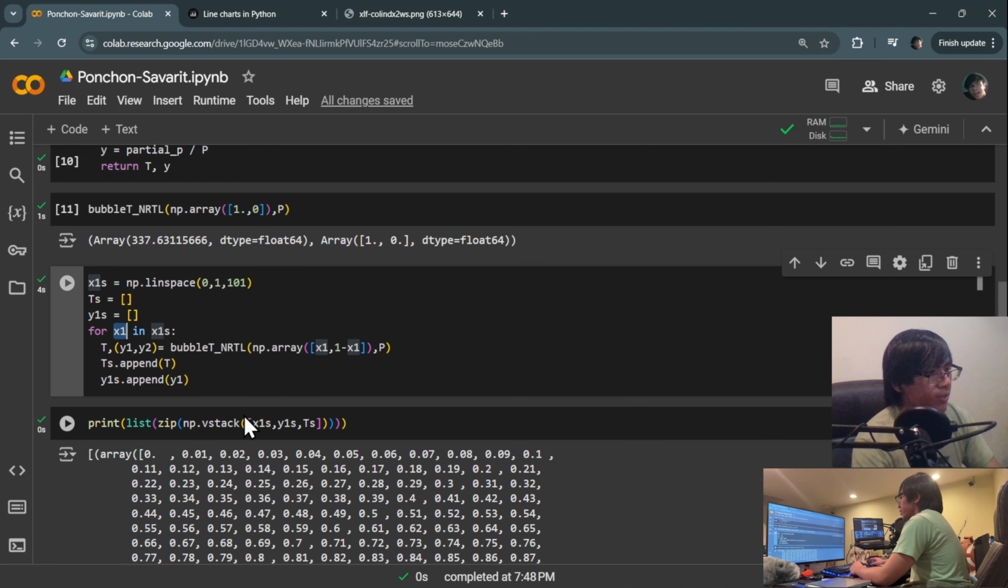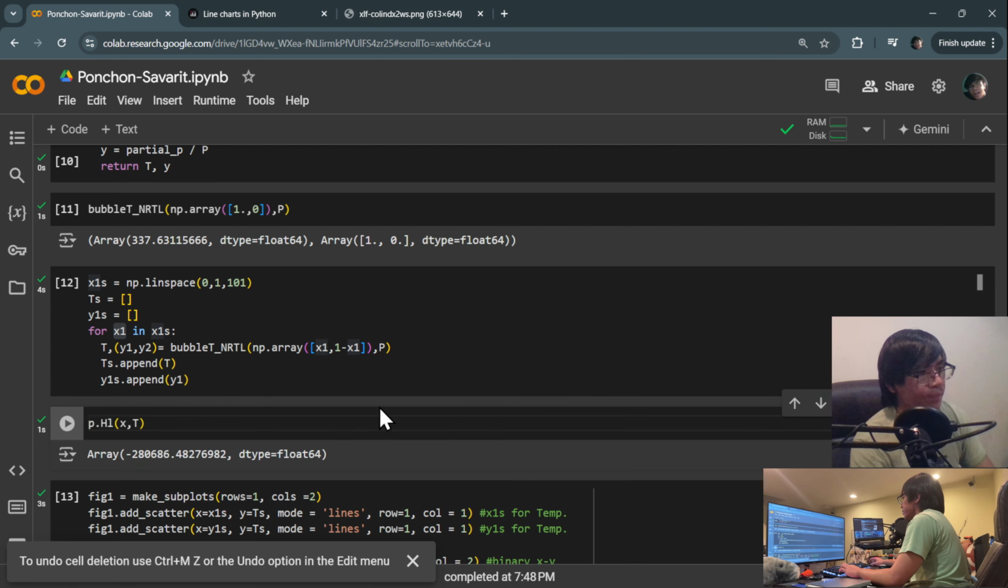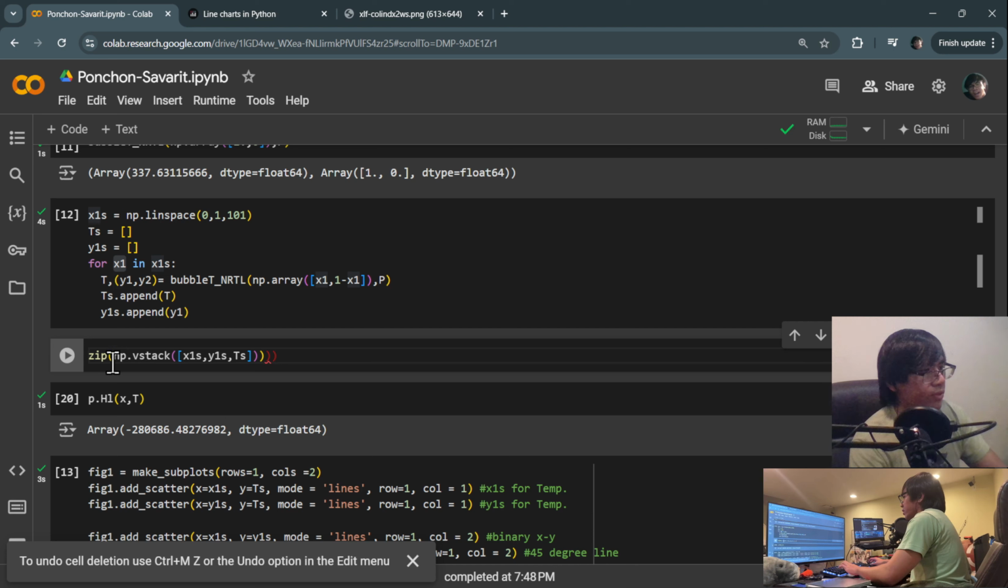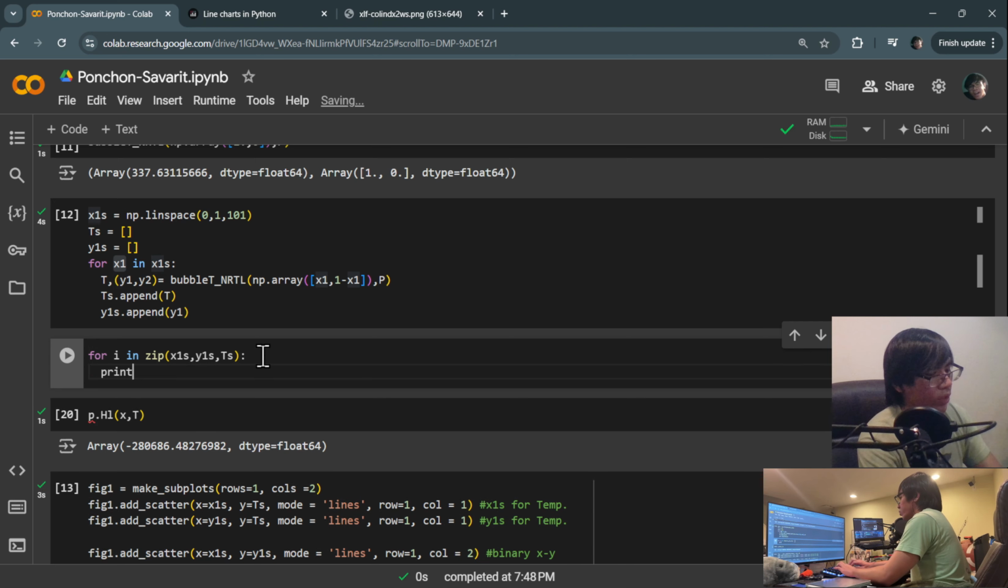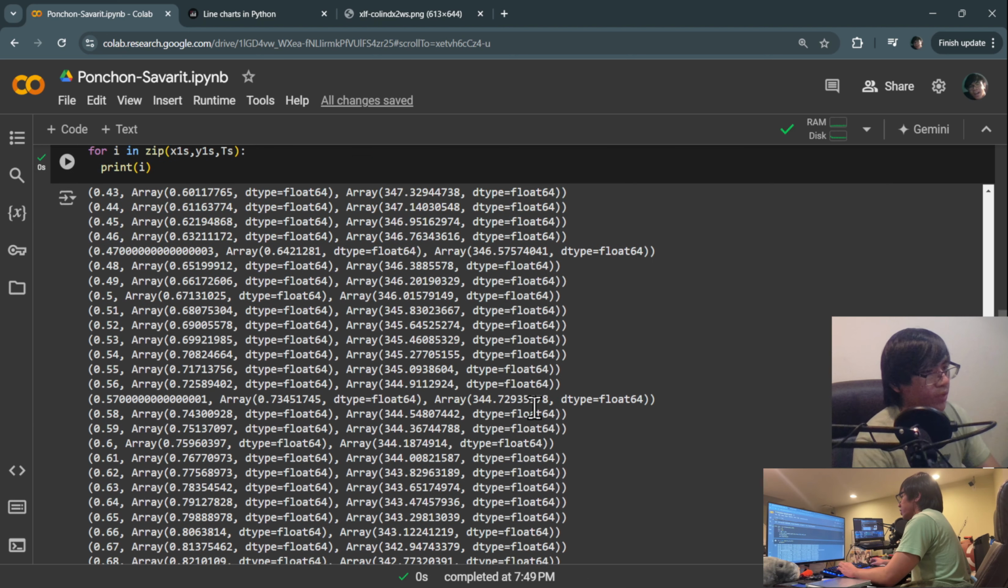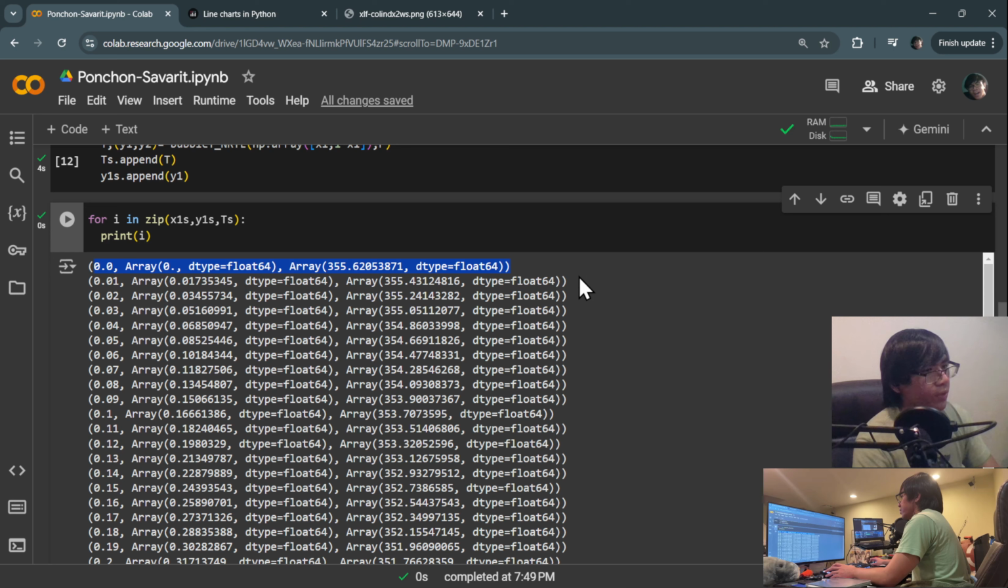So I'll just delete this. I think I can keep this, but then I'll delete the zip. So something like this. And get rid of the VStack. Okay, I'll do our loop. I'll do for i. Well, will it let me do for i? Let's see. It might need to be in one thing. Oh no. Okay.